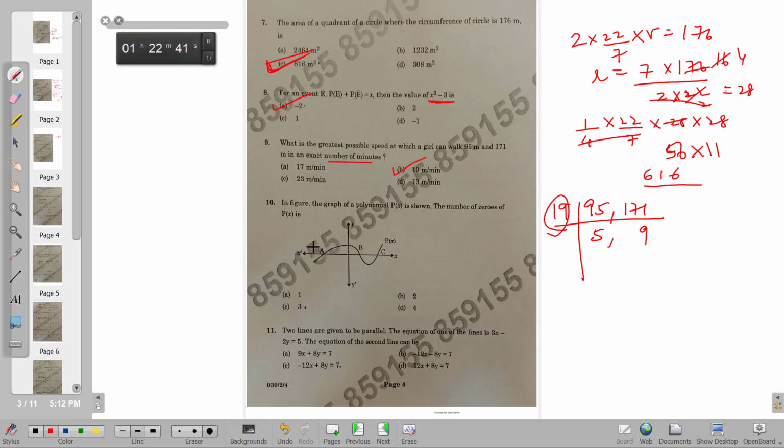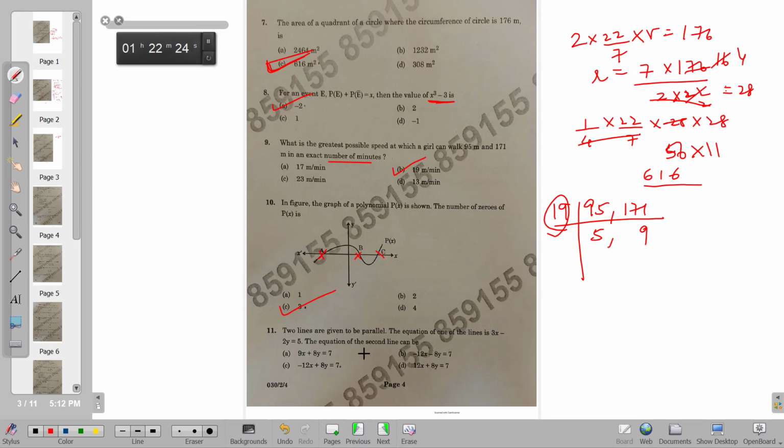Graph of polynomial number of zeros. So easy. 1, 2, 3. So this is 3, 10th one. Then 11th one. Two lines are given to be parallel. 3x minus 2y is equal to 5. The equation of the second line can be.